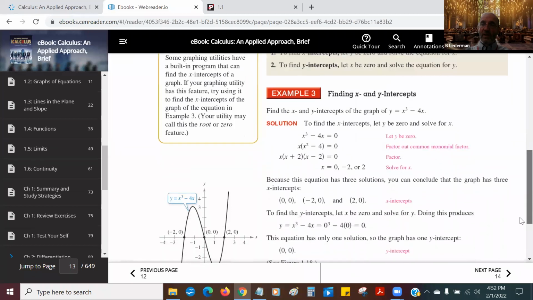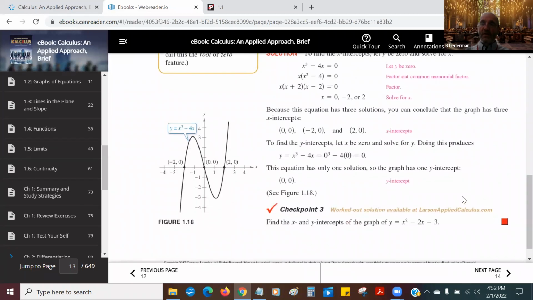Now, if I plug in x equals 0, negative 2, or positive 2, here I get (0, 0), (negative 2, 0), and (2, 0). Notice that the y value is always 0. That's by definition. Now to find the y-intercept, set x equal to 0 and solve for y.